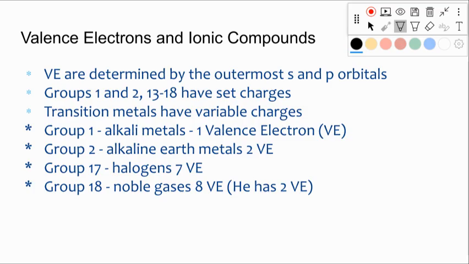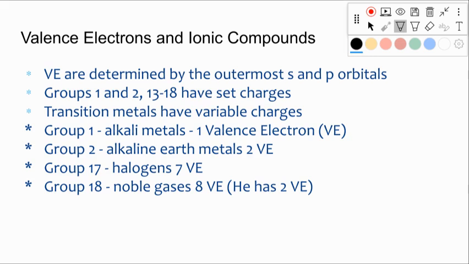So valence electrons are really based mostly on the electron configuration. If I give you the electron configuration, you can look at the outermost s and p orbitals. I did that the other day when we were doing electron configuration to figure out the number of valence electrons. Groups 1 and 2 and 13 through 18 have set charges, and so they have a certain number of valence electrons.